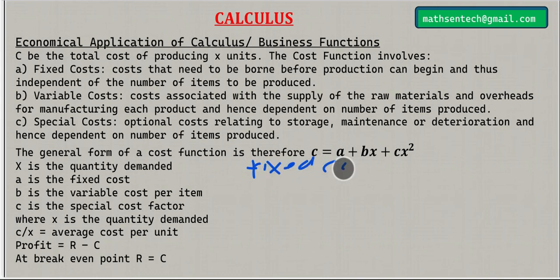Fixed cost. An example is rent. Why is it a fixed cost? It means even if you don't sell one item, you must pay rent. So fixed cost does not depend on the number of items you sell. Whether you sell 0, or 20, or 100, you must pay the fixed cost. So that's called fixed cost.